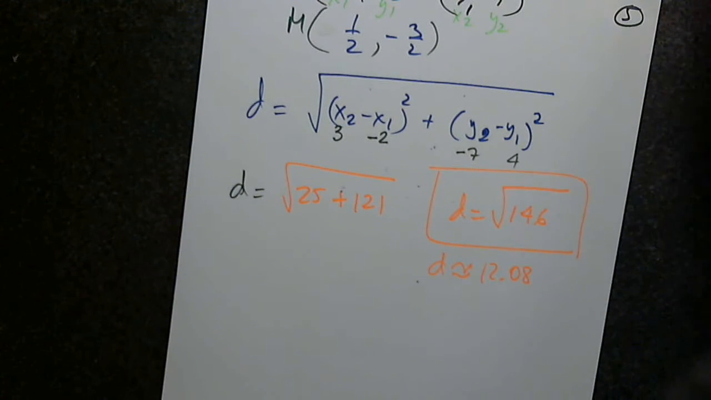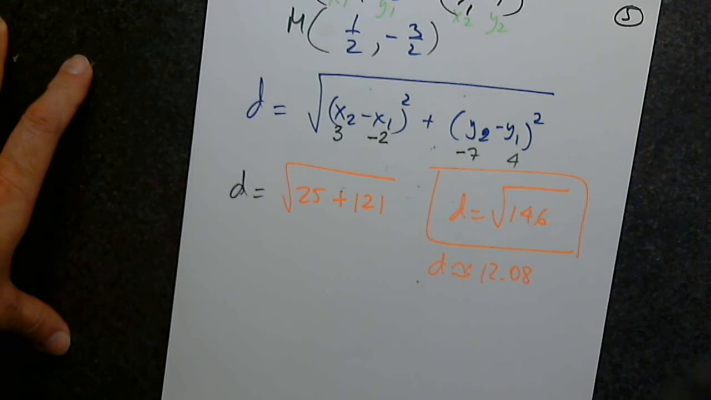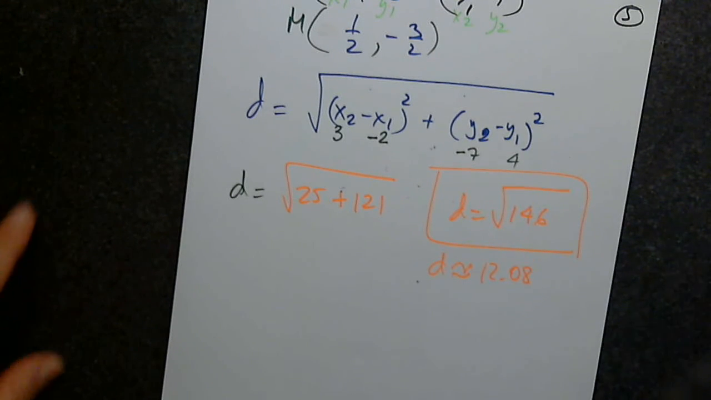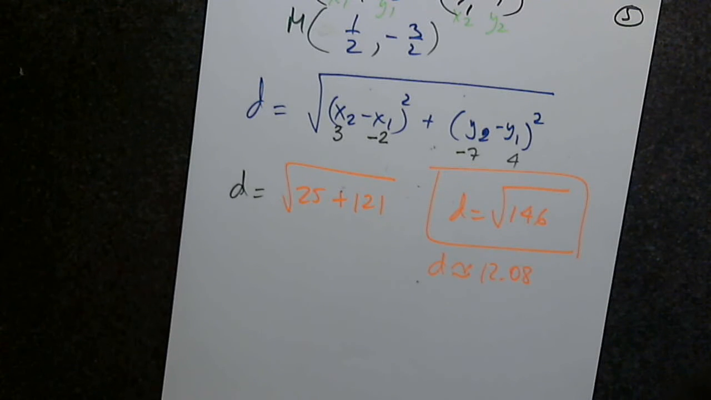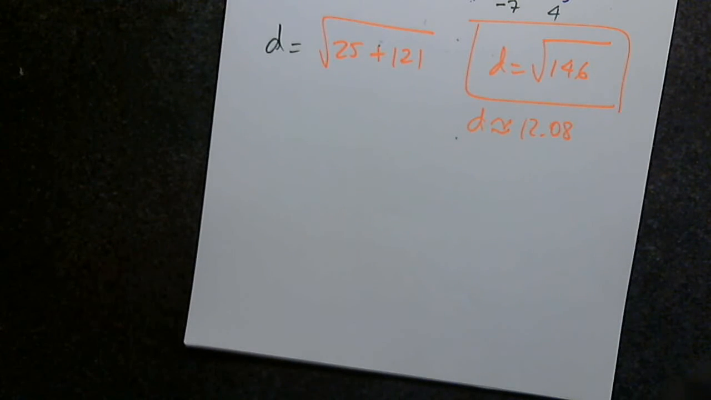Final step here in chapter 3. Any questions about any of this? Midpoint, distance formula, anything? Anything? Okay, so now let's talk about the equation of a circle.